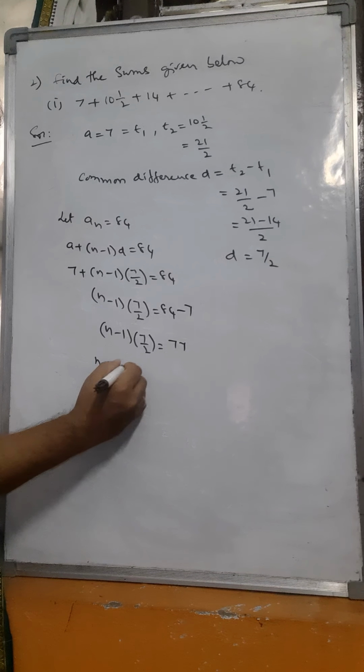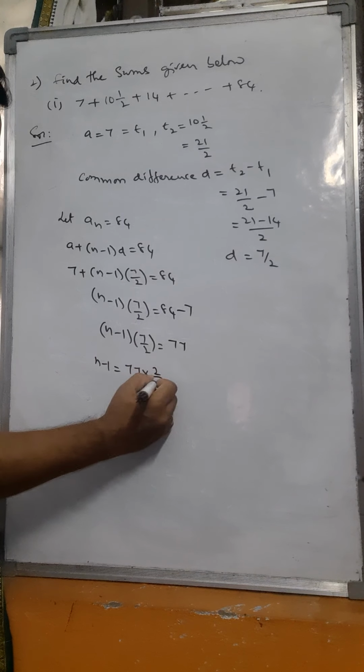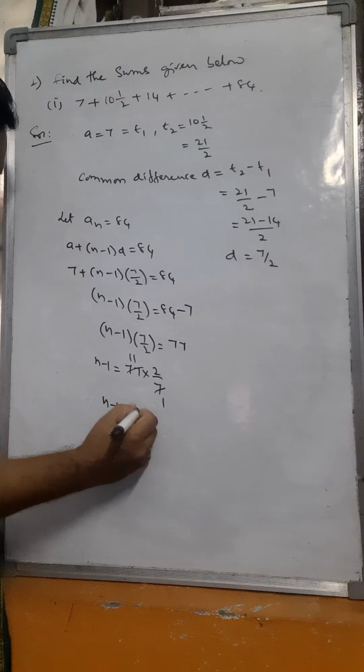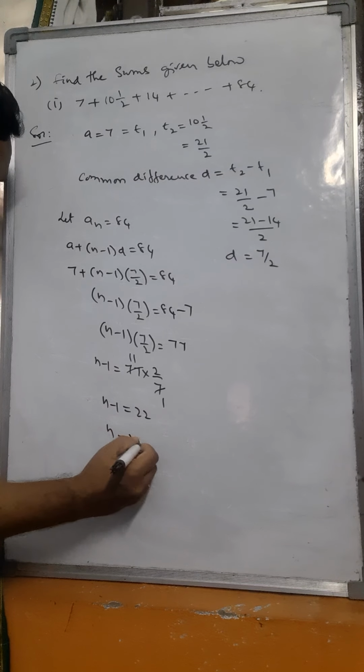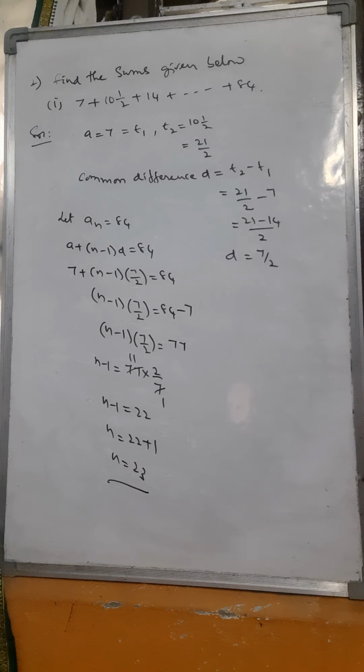So n minus 1 is equal to 77 into 2 by 7. 7 ones are 7, 7 elevens are 77. n minus 1 is equal to 22. n is equal to 22 plus 1. n is equal to 23. So the number of terms is 23.